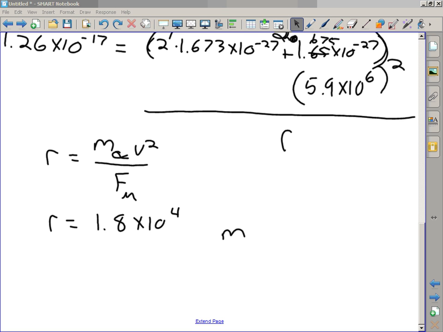Seems like we're all getting 1.8 times 10 to the 4th. Please double check that for me. I'll punch it in. I'm letting you all do it. So, yeah, 18,000 meters, or 18 kilometers. With this small of a force, it would take a little while to get this alpha particle to curve around.